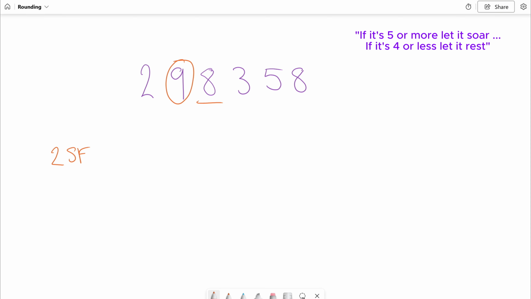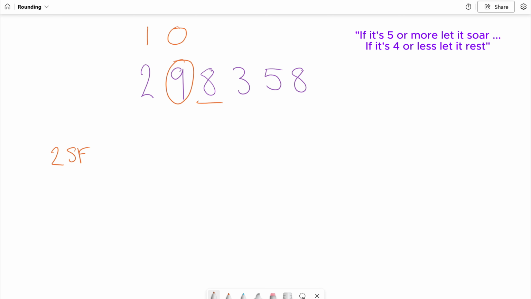So 5 or more, let it soar. 8 is bigger than 5, so this means that the one we've circled is going to round up. But it is 9. And what do we do with 9? When you round 9 up by 1, it's going to be 10. Can you see that 10 above?